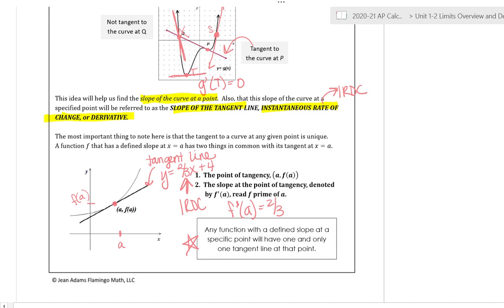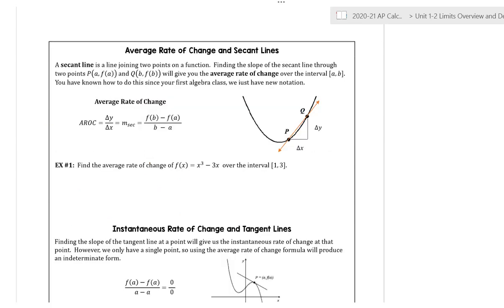I cannot say that anything other than this one line is happening at point A. You cannot draw multiple lines and say, well, maybe one of them is correct. There's exactly one correct answer of what's happening.